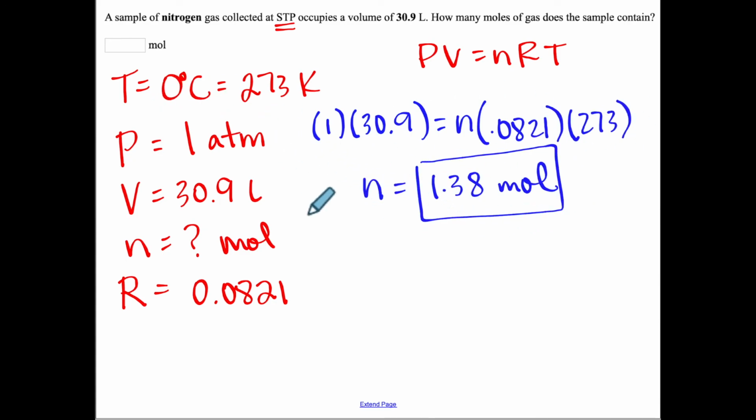Now this problem does not ask us to convert to grams, but I do want to point out with nitrogen gas or anything else that's a diatomic element, if you were to convert it to grams, you would want to remember that each of these have a subscript of 2. So N2 would be the molar mass that you were looking for. But in this case, this is our answer.